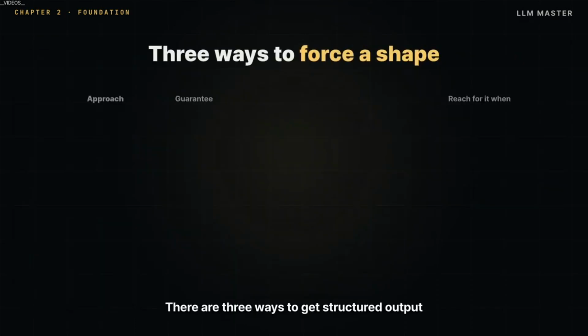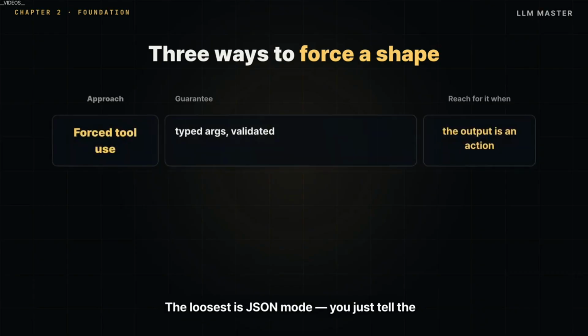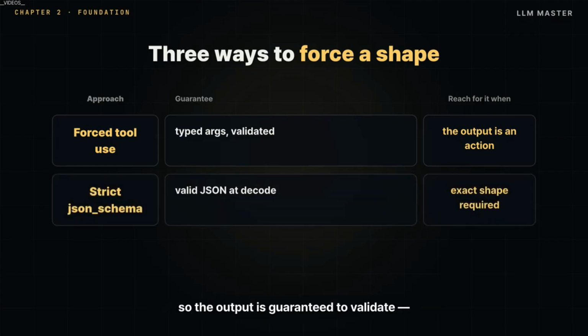There are 3 ways to get structured output, and they trade convenience for guarantees. The loosest is JSON mode. You just tell the model to return JSON. Fast, but it only promises something JSON-shaped, not the fields you need. In the middle is a strict JSON schema, where the shape is enforced as the model decodes, so the output is guaranteed to validate. OpenAI exposes this as a strict JSON schema, and Gemini has response schema.